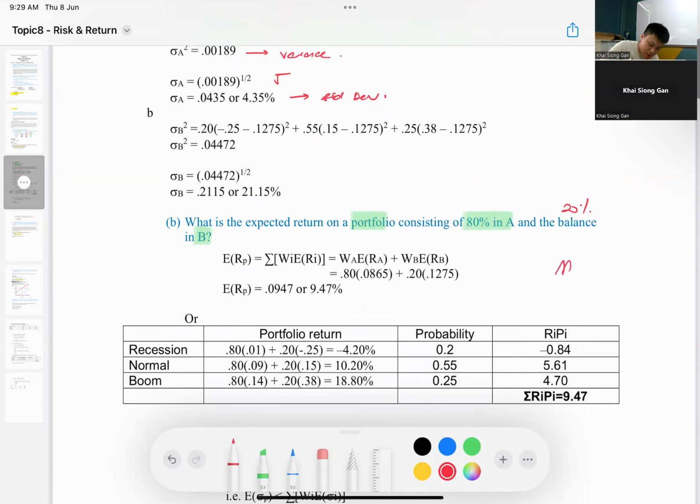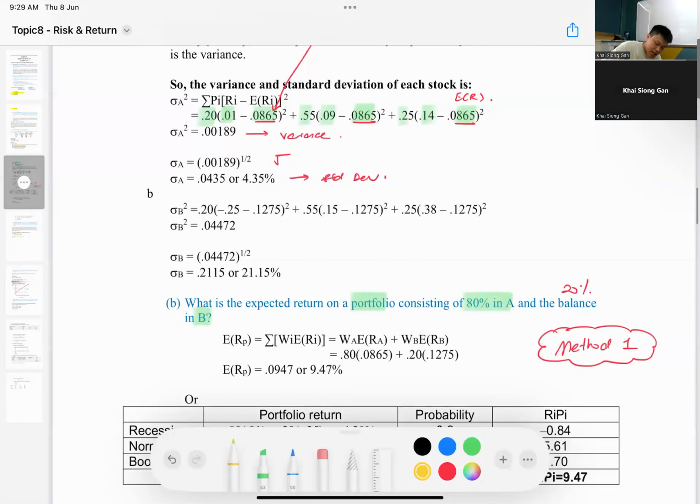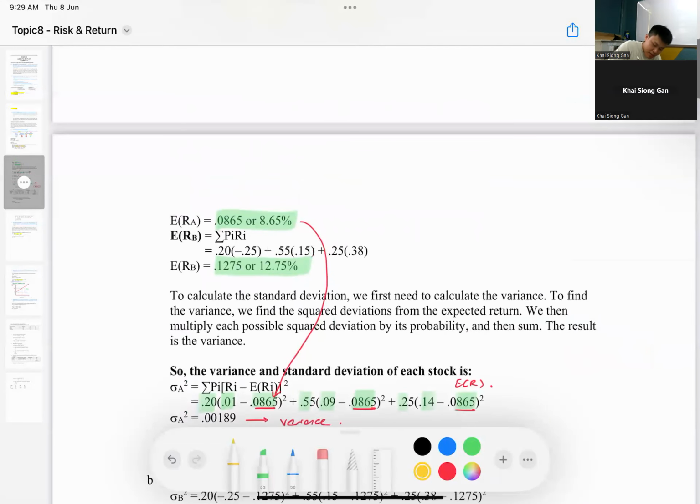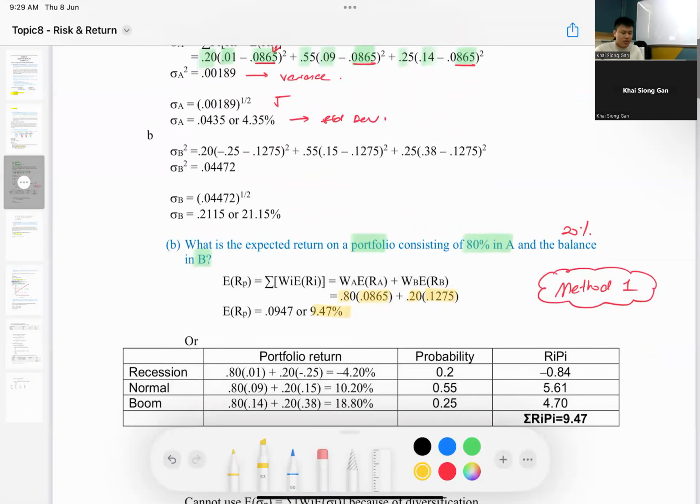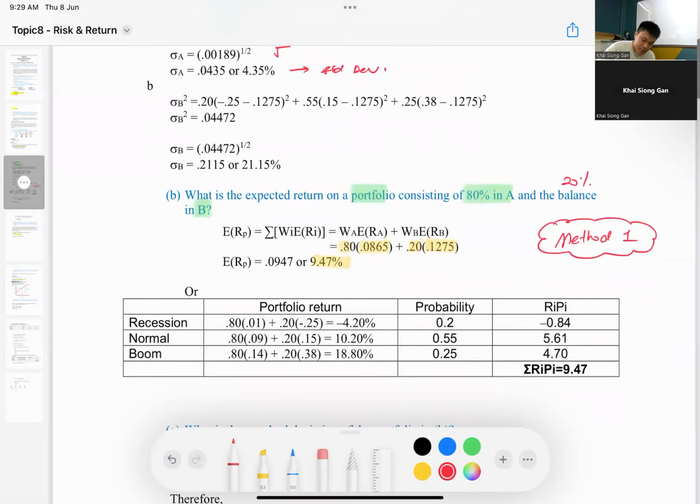So the method number one, because I already have the expected return just now. One is 8.65%, another one is 12.75%. Okay, I can just put it in here as a decimal times the weightage, and at the end I should get the answer. This is the fastest way if, let's say, you have the expected returns of individual assets. Or another method is we do it step by step. Method 2.